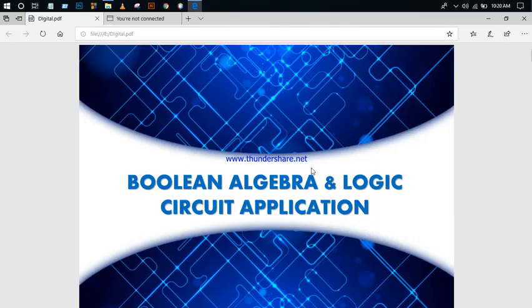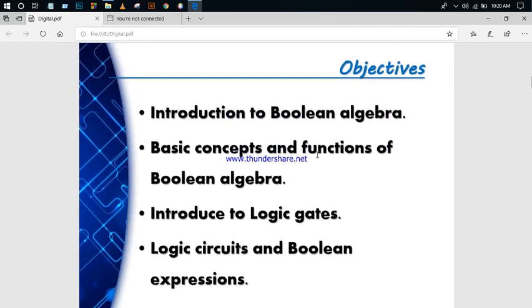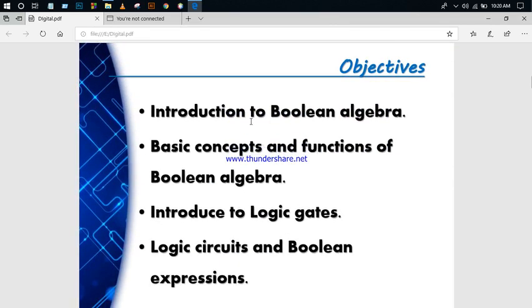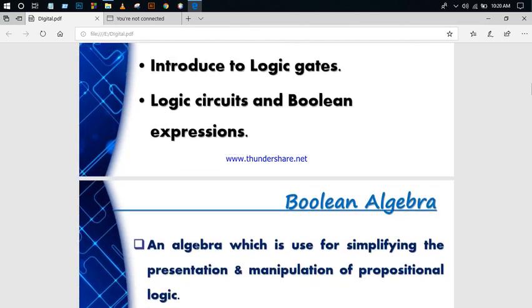My ID is 181352450. My presentation topic is logic gate and its use, Boolean algebra and logic circuit application. So today I am going to discuss the introduction to Boolean algebra, basic concept and function of Boolean algebra, introduction to logic gates, logic circuit, and Boolean expression.